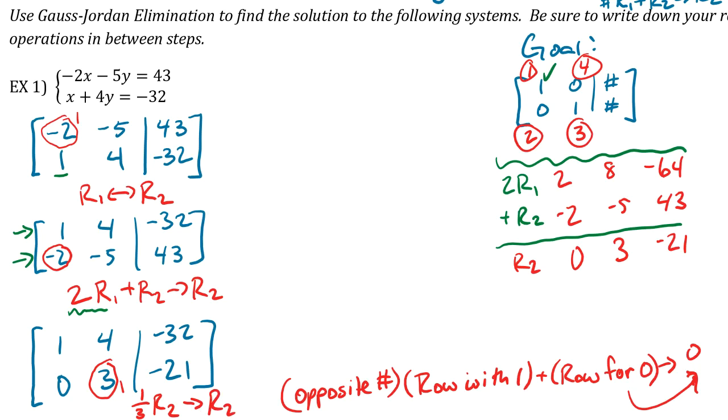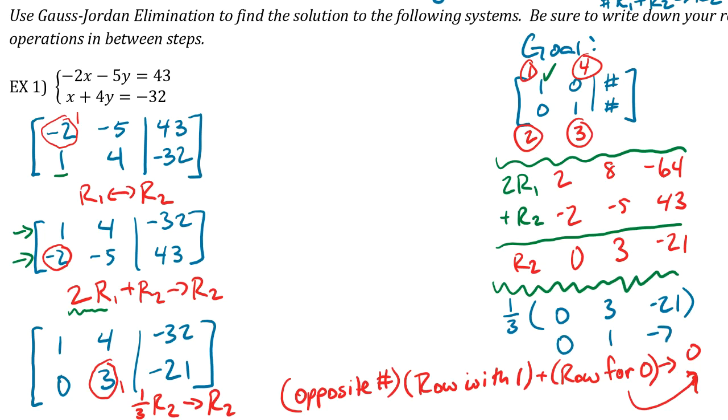So again, I'm just going to do some scratch work over here to the side. So we got 1/3 times row 2, which was 0, 3, negative 21. Remember, this really just means that we're dividing by 3. So if we divide all of these by 3, we get 0, 1, negative 7. That's going to be our new row 2.